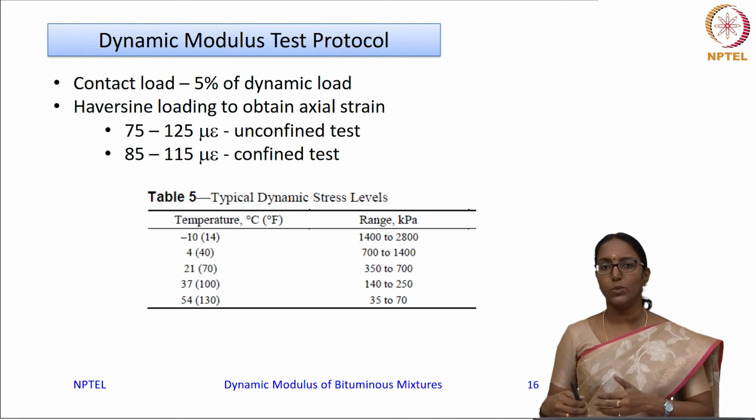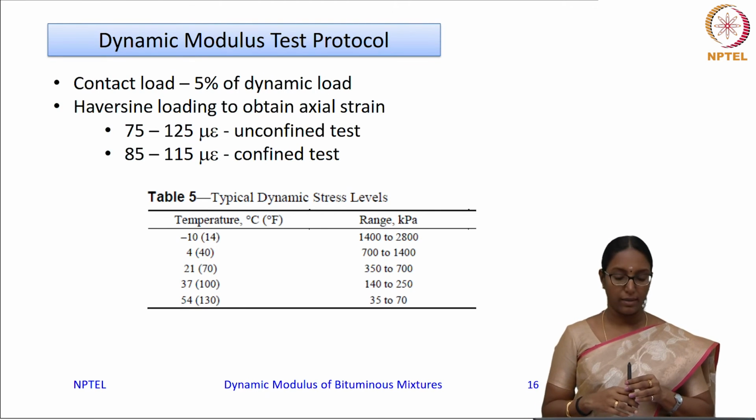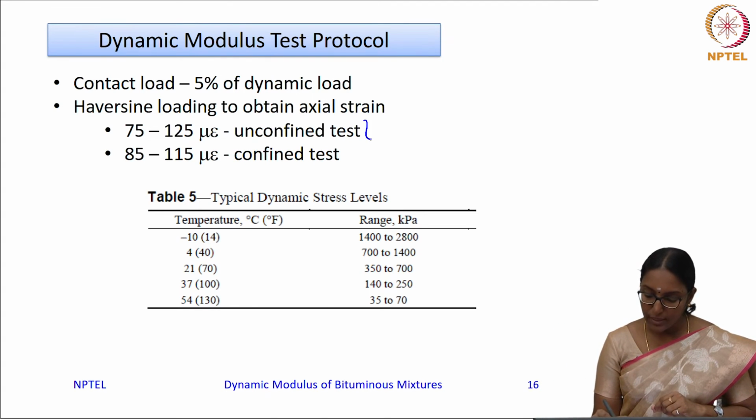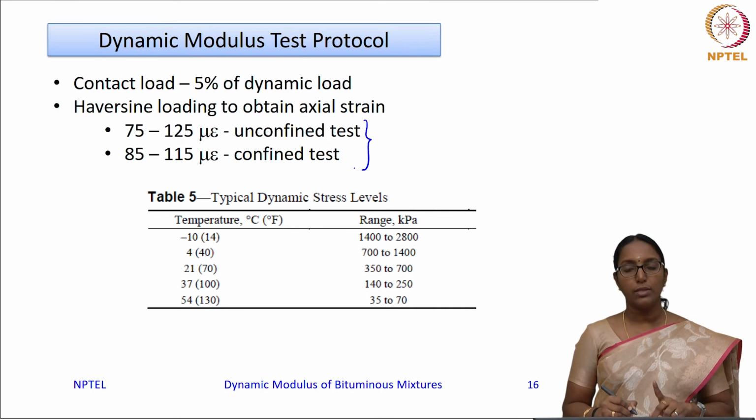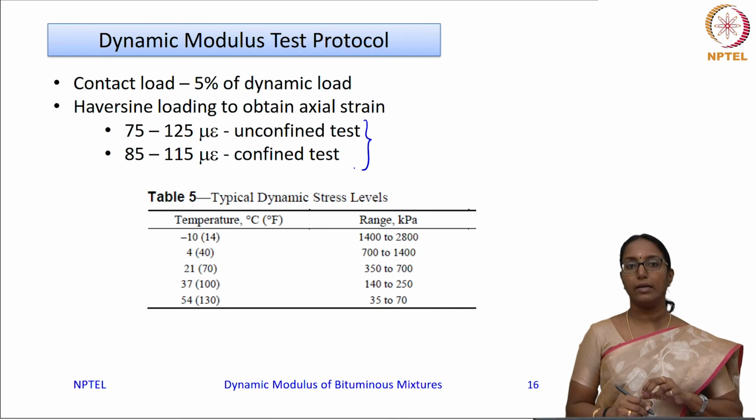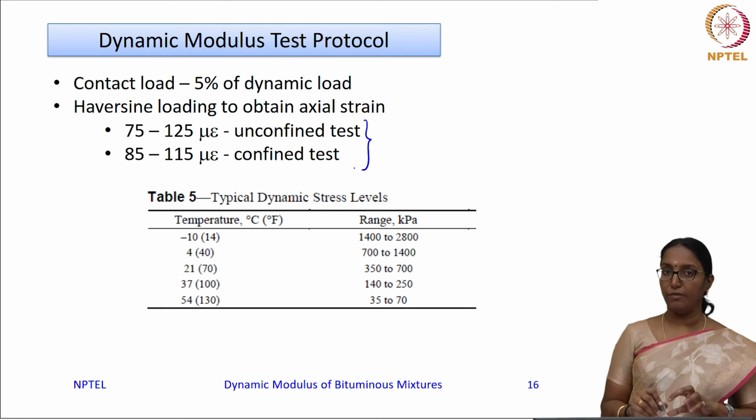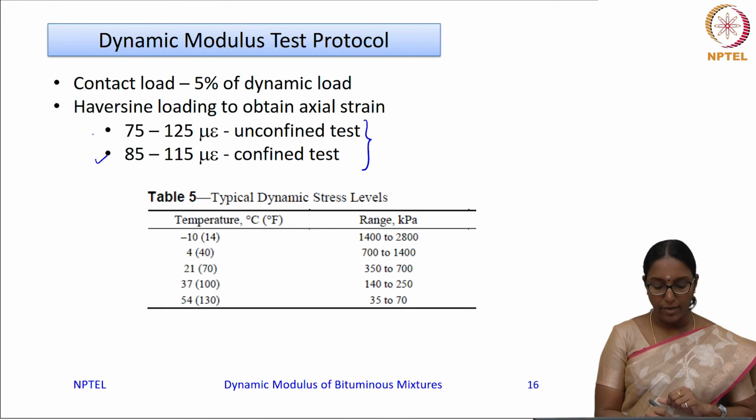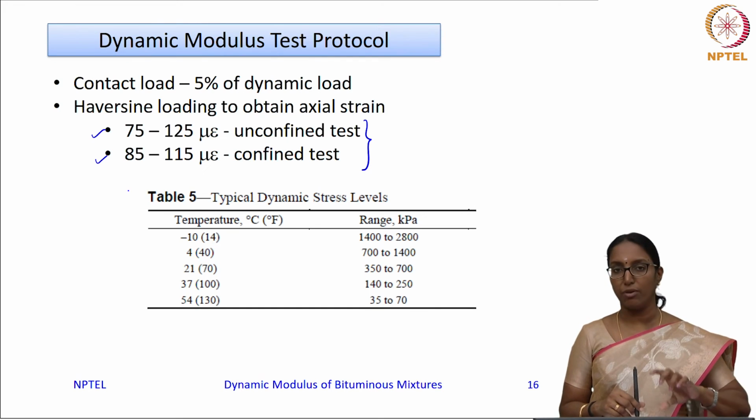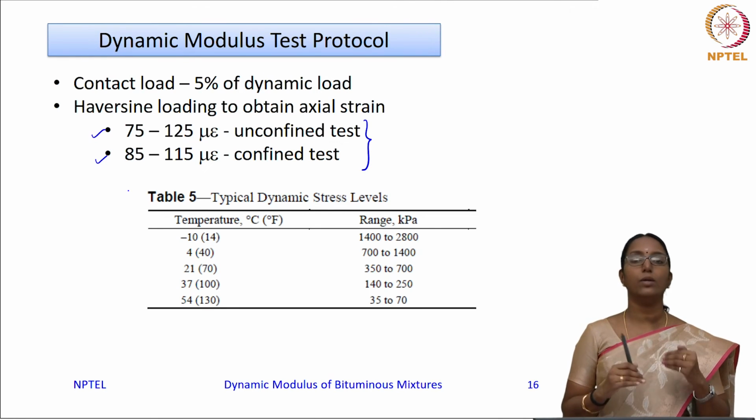Several studies were conducted by NCHRP as part of the development of this mechanistic empirical method, and they have come up with the suggestion that you can use a strain of say 75 to 125 micro strain for an unconfined test, you can have a linear viscoelastic regime, and if it is a confined test you can have the strain range of 85 to 115 micro strain. So if you are testing within that range, your specimen will be more or less in the viscoelastic regime.